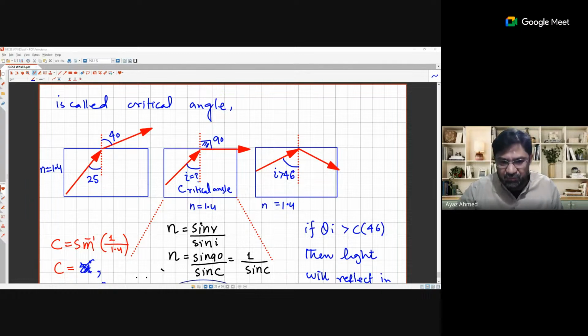Okay, so we had reached this point, total internal reflection.